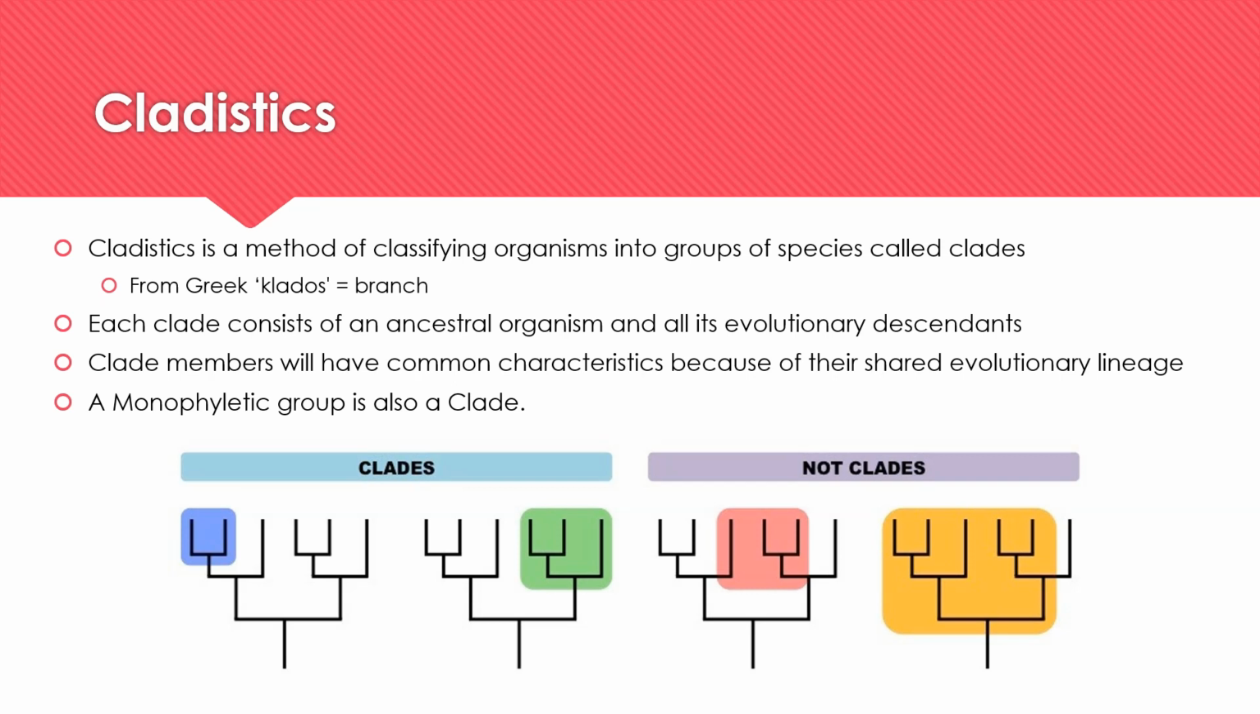And so what you find is that members of one clade will have common characteristics because they have that shared evolutionary lineage. You can see there that the blue and green examples are clades because they're an ancestral species and then all the descendants, whereas the pink and orange might have some ancestral species, but they're not covering all of the descendants from that. The yellow one would be more considered to be a paraphyletic group where you have the common ancestor and then not all the descendants, whereas the red one is more of a polyphyletic group where you have a couple of actual monophyletic groups sort of in there, but not all the common ancestors included.